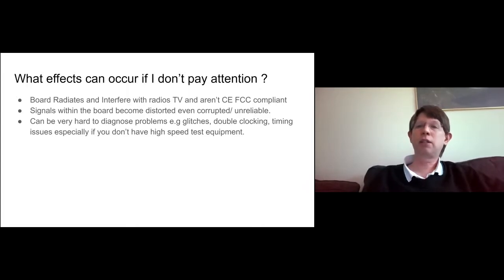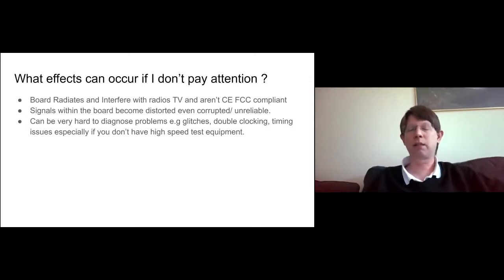And glitches and double clocking, especially with fast FPGAs, the FPGA may well see two clock edges quite easily on a signal. And that can give you problems when you're trying to diagnose what is going on, why a counter clocks sometimes 2, sometimes 3 times for every clock edge.